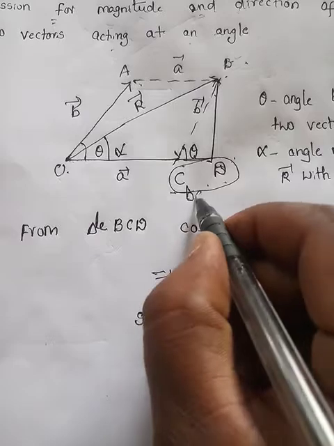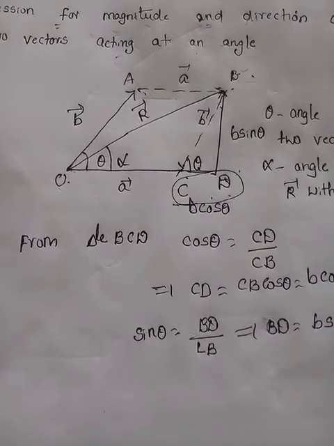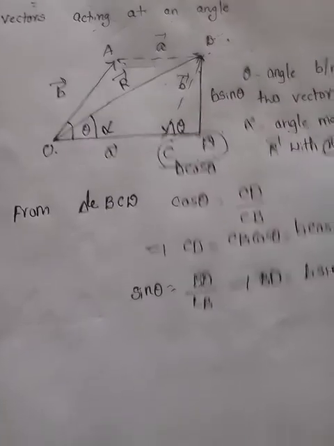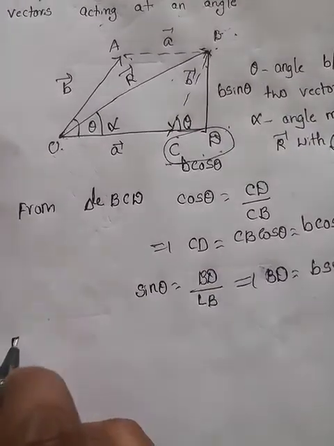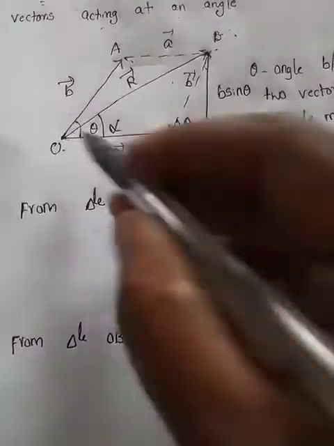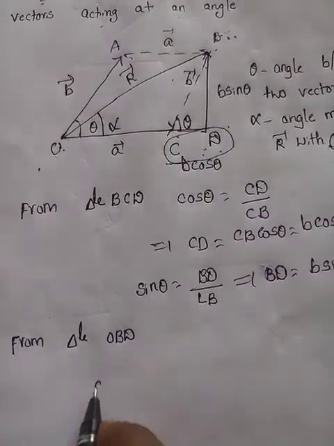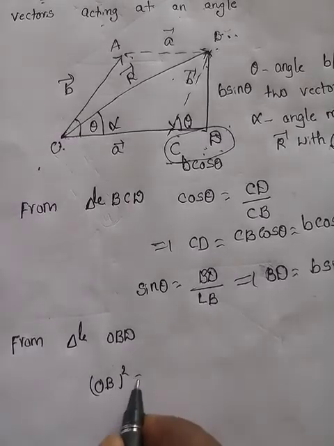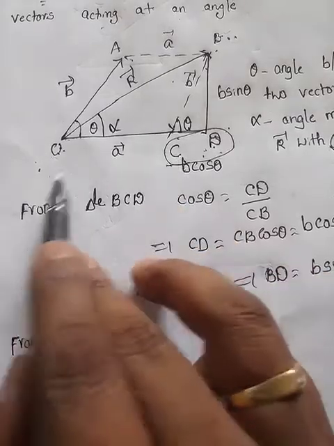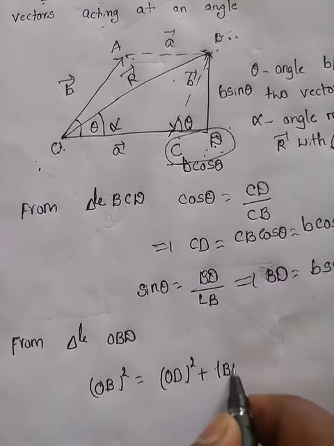Now, we got these two sides, B cos theta and B sin theta. What we have to calculate? R. Since OBD is a right angle triangle, so from right angle triangle OBD, is it right? Hypotenuse square is equal to side square plus side square. What is the hypotenuse? OB square is equal to side. We should not take OC, because OCB is not a right angle triangle. So, we should consider OD whole square plus BD whole square.